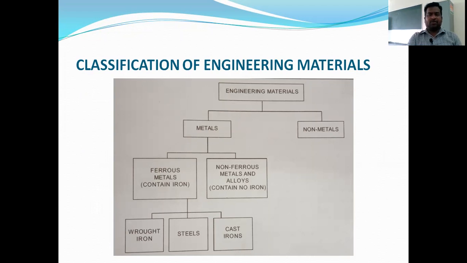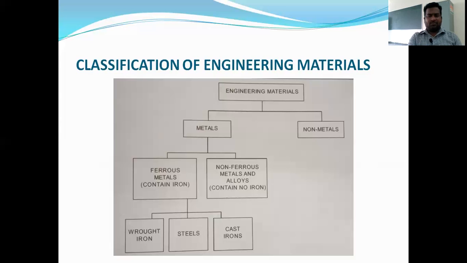and this we have divided into two parts. One is metals and another one is non-metals. Under the category of metals, again we can divide into two types: ferrous metals and non-ferrous metals. Ferrous metals contain iron. Non-ferrous metals don't have the iron, right? Metals which contain iron are called ferrous materials. Metals which do not contain iron are called non-ferrous metals.